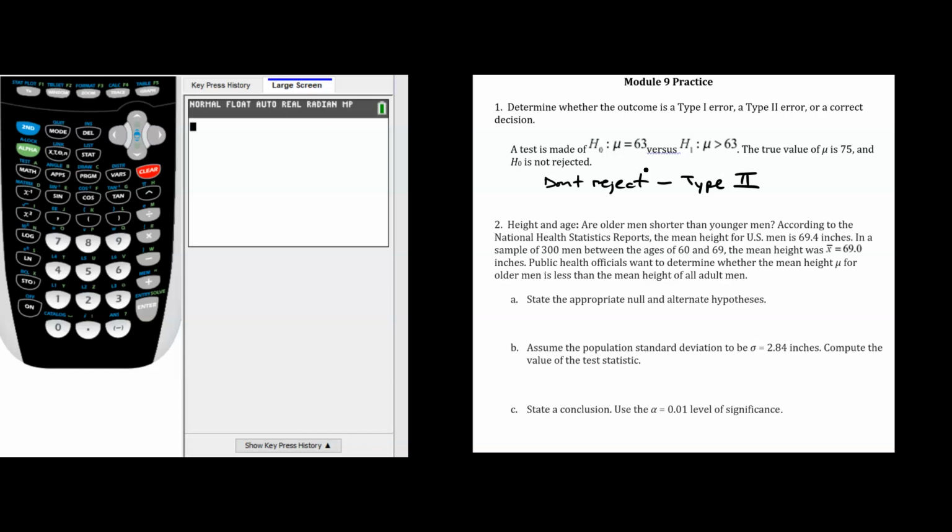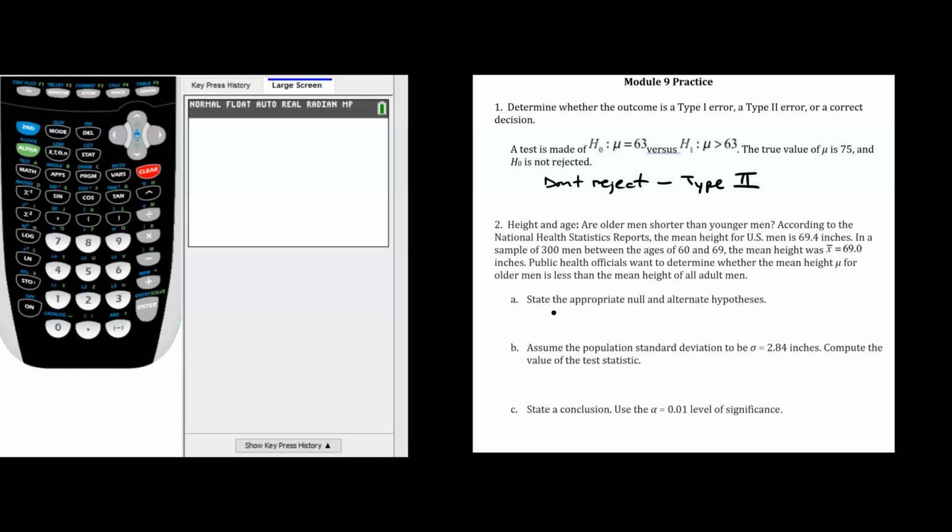Okay, number 2, height and age. Are older men shorter than younger men? According to the National Health Statistics reports, the mean height for U.S. men is 69.4. In a sample of 300 men between the ages of 60 and 69, the sample mean is 69.0. Public health officials want to determine whether the mean height mu for older men is less than the mean height of all adult men.